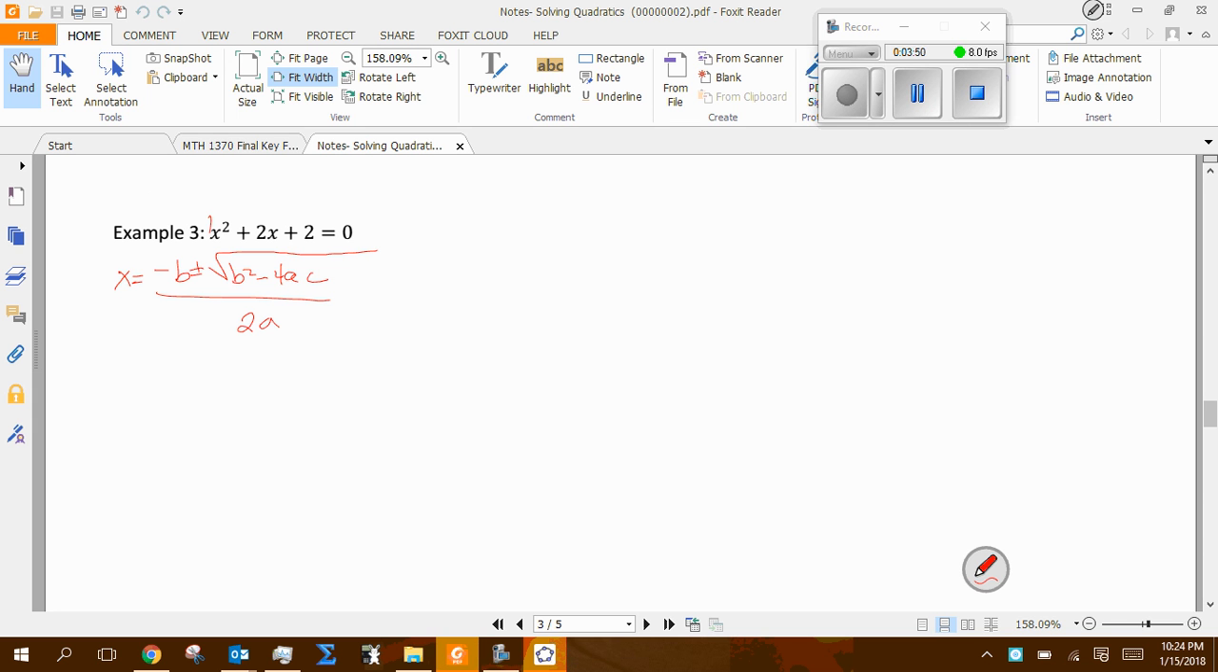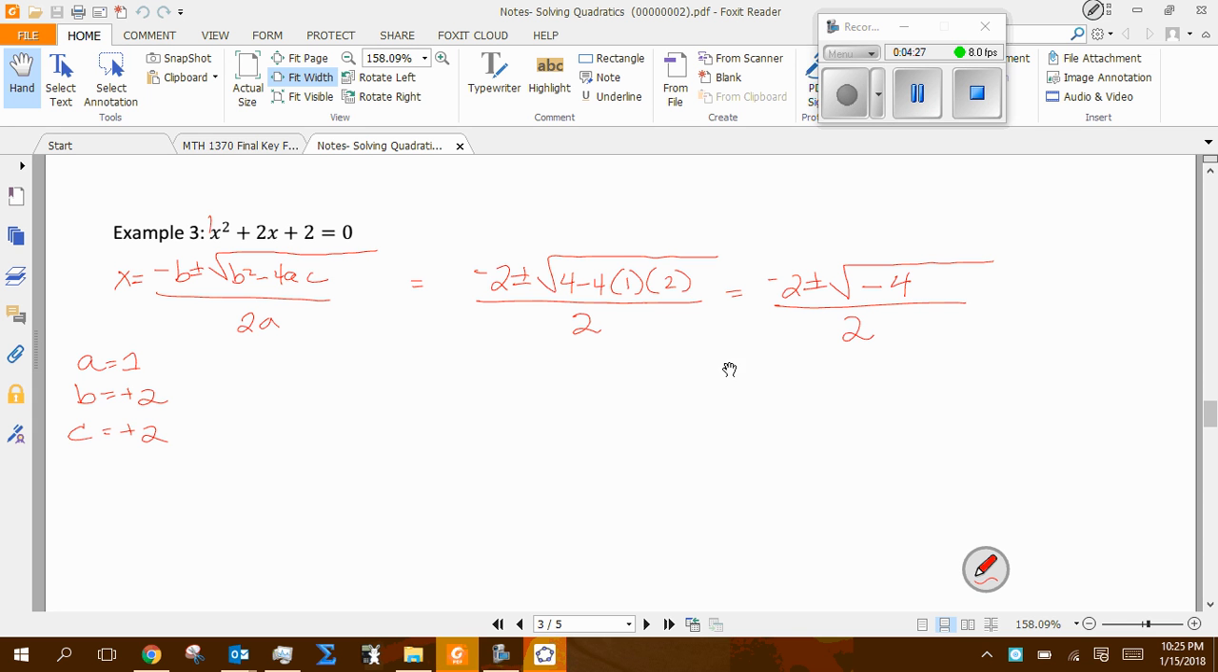In this case, okay, our a is going to be that 1 that's in front of the x squared. Our b is going to be that positive 2 that's in front of the x. And then our c is going to be positive 2 as well. So now plugging those things in, opposite of b would be negative 2 plus or minus the square root of b squared, which is 4, minus 4 times a times c, all over 2a. So we get negative 2 plus or minus. Okay, now it's 4 minus, this quantity is going to be 8, so 4 minus 8 gives me negative 4, all over 2 then.